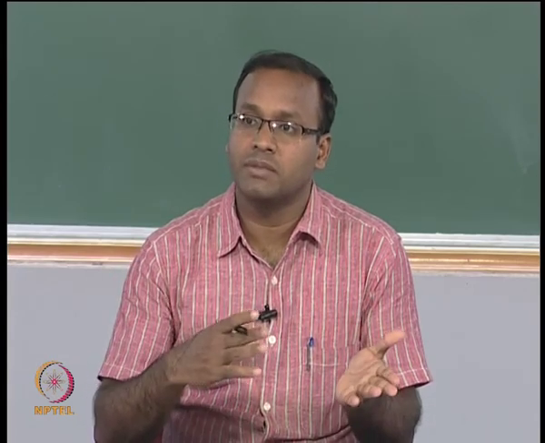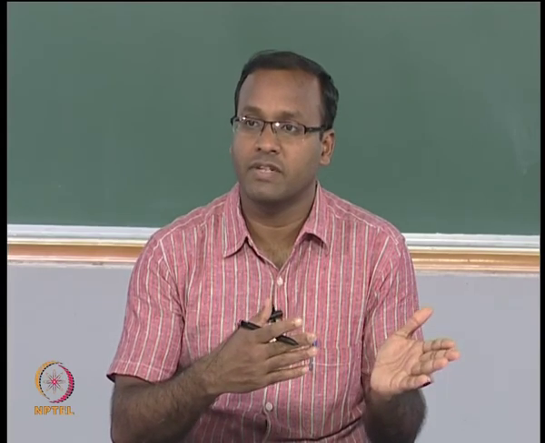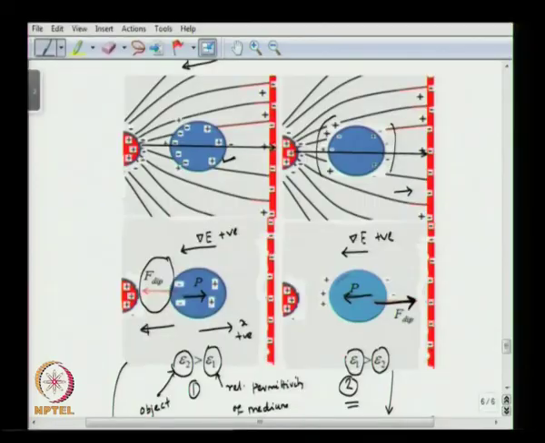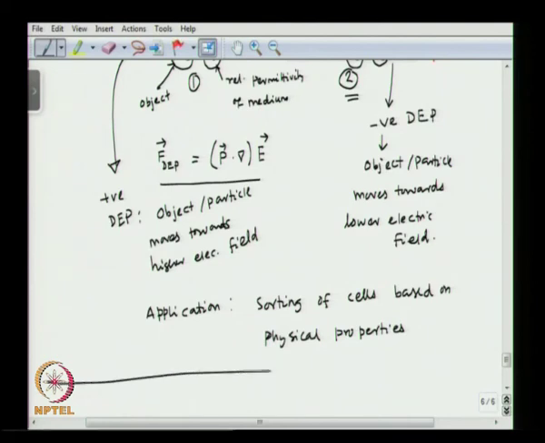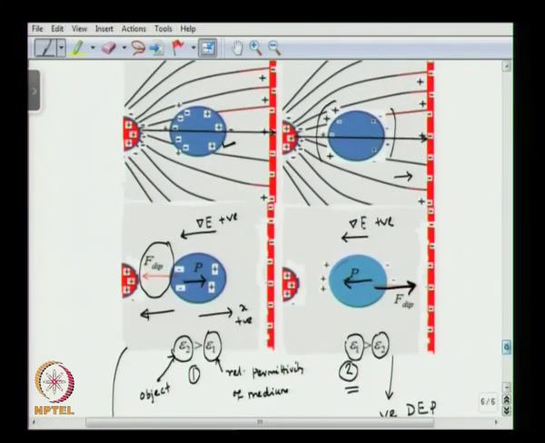So we know that the electric field can be applied to certain neutral objects like cells, depending on their physical properties. If we talk about positive dEP, the particles or objects will be moving towards the positive gradient of the electric field, and if we talk about negative dEP, the particles or cells will move towards the lower electric field, okay. So the application of dEP is in sorting of cells based on physical properties. Okay, with that let us stop here.